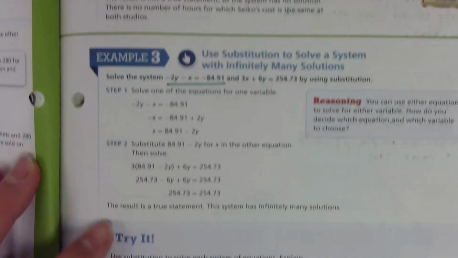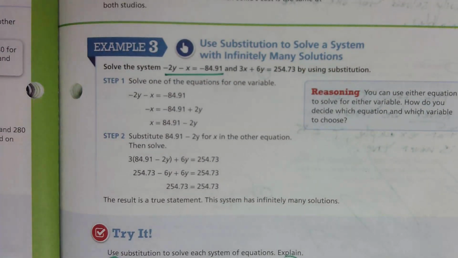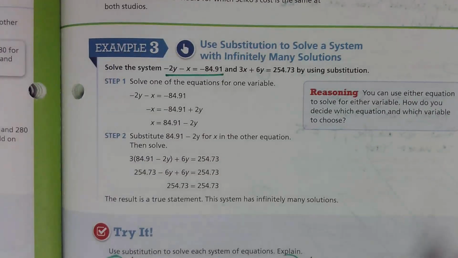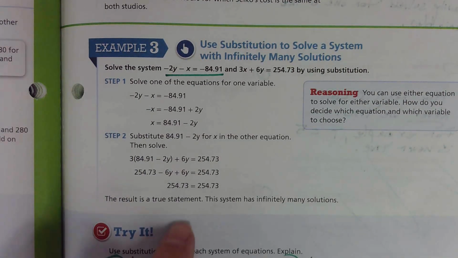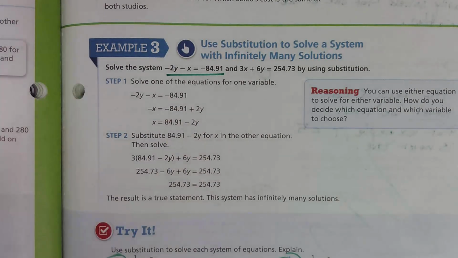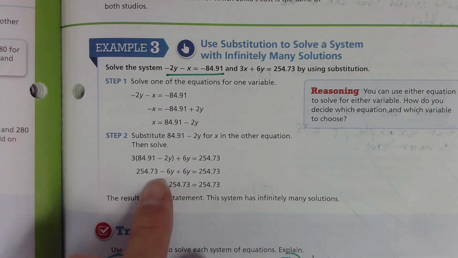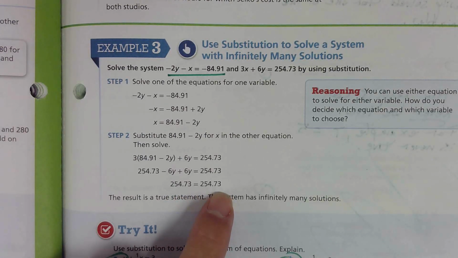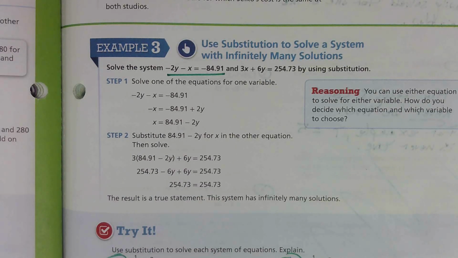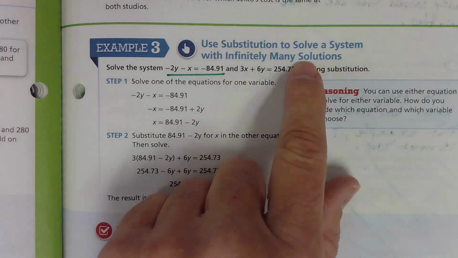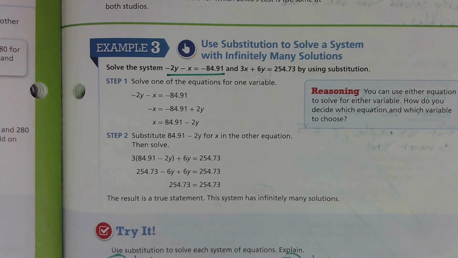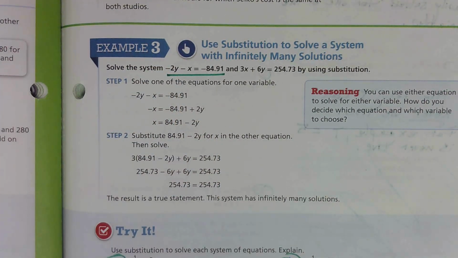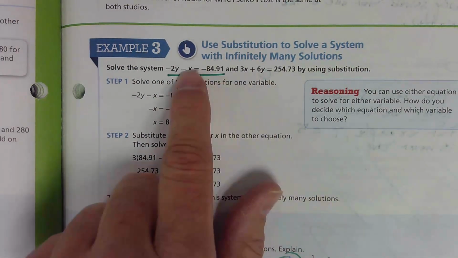Example 3. It says use substitution to solve for many solutions. And it's the same process that I showed you, and I'll do some more. But you're going to end up with something like this. Here we got 254.73 equals 254.73. Or maybe you end up with 17 equals 17. So that's going to be an infinite number of solutions or many solutions.